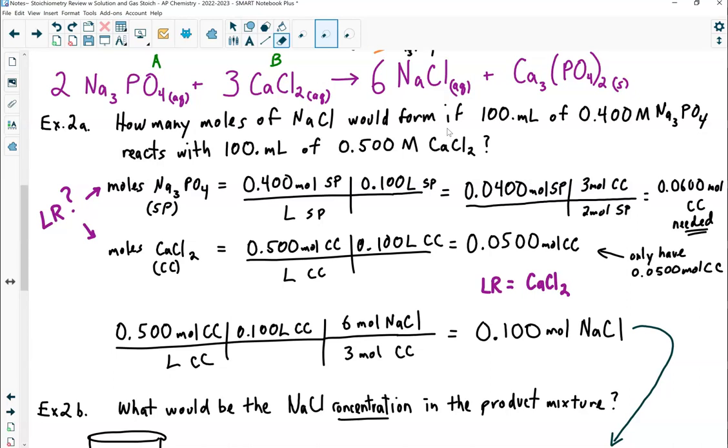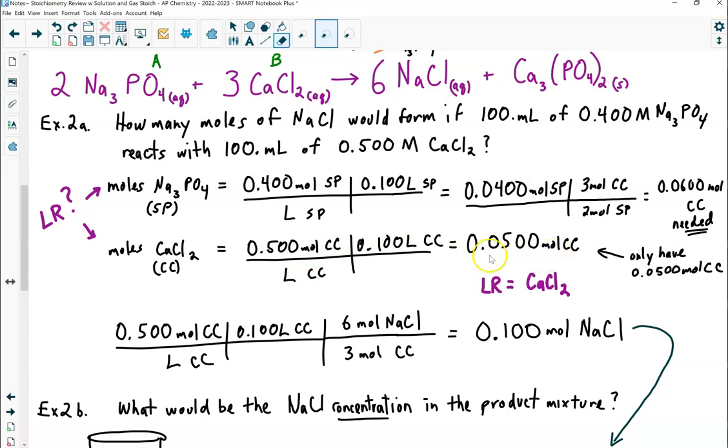So what we're going to do is calculate the moles of each substance. To calculate the moles of sodium phosphate given, molarity times volume, so it's 0.0400 moles, and 0.5 moles per liter of calcium chloride, CaCl2, times its 0.1 liter volume gives you 0.05 moles.